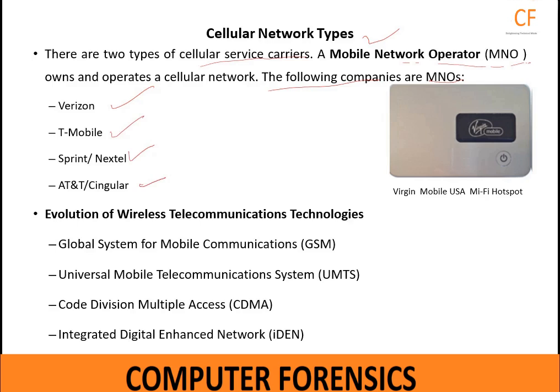AT&T / Cingular. The mobile virtual network operator, MVNO, does not own its own cellular network, unlike a mobile network operator. For example, Virgin Mobile USA has its own cellular service but operates on a Sprint network. This means that two warrants may be needed for an investigation: one for Sprint, the MNO, and one for Virgin Mobile USA, the MVNO, to obtain the suspect's records.